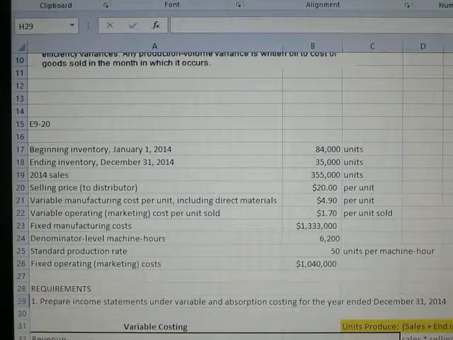Hi, I'm working on problem E9-20. Prepare income statements under variable and absorption costing for the year ending December 31st, 2014.